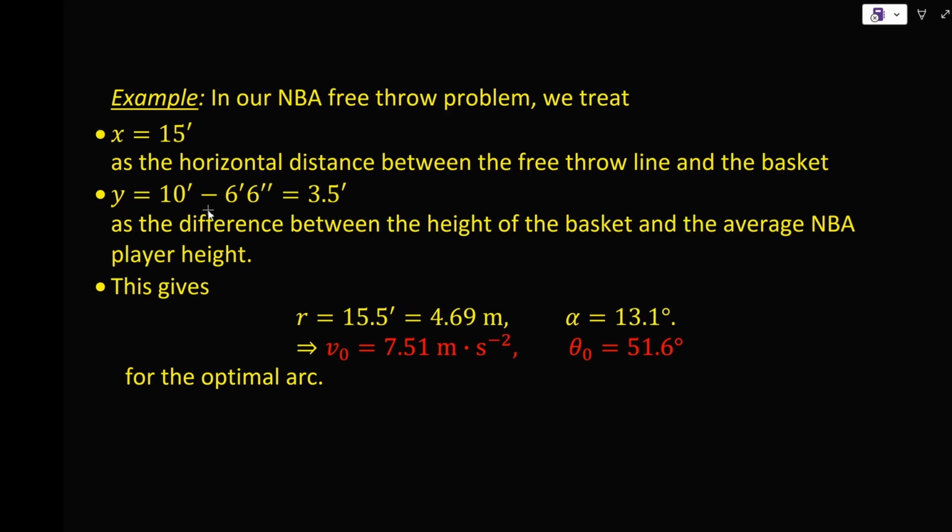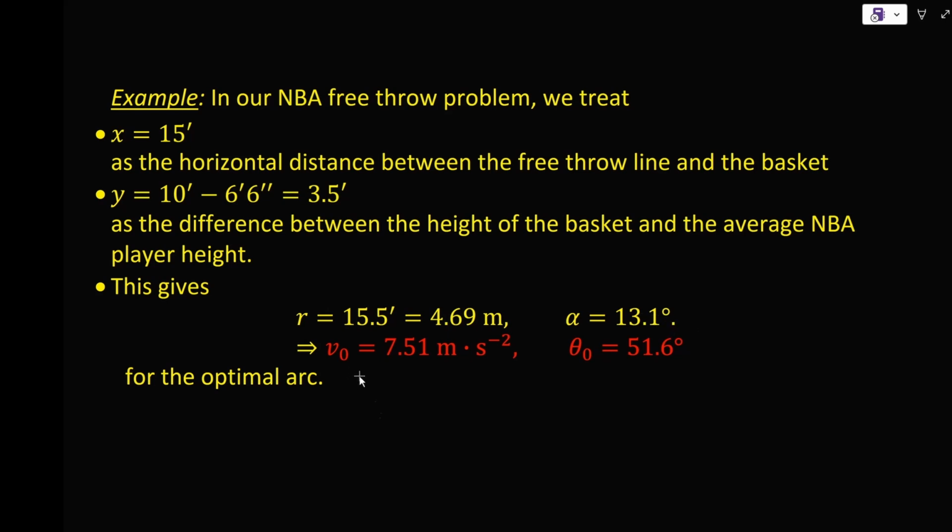So y equals 10 feet minus 6 feet, which equals 3.5 feet. With these two pieces of data, r equals the square root of x squared plus y squared, as described, is 15.5 feet, which is equivalent to 4.69 meters. And alpha, the line of sight angle, equals the inverse tangent of y over x, and that simplifies to around 13.1 degrees.